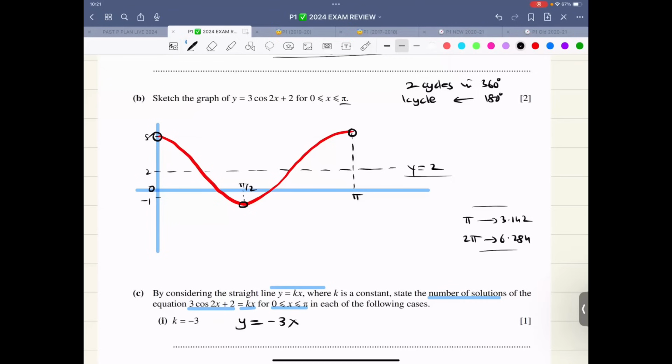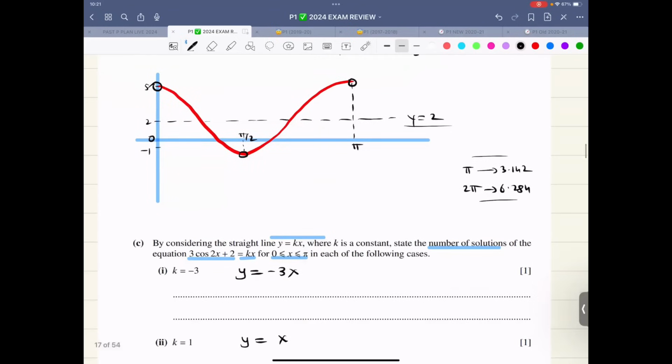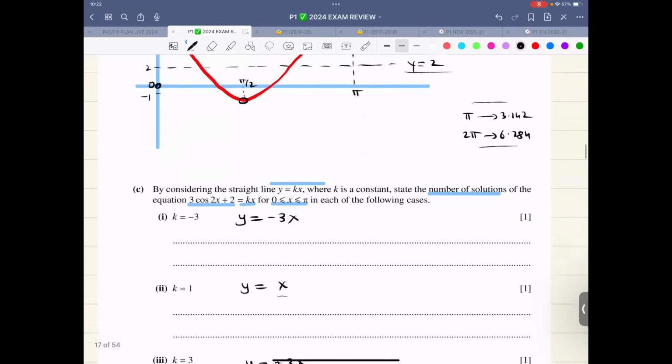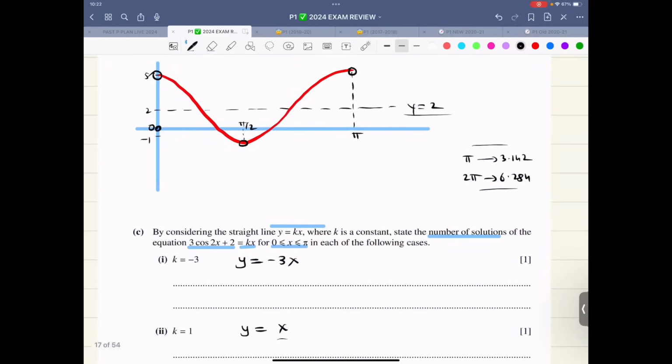Let's proceed with this. If I have y = -3x, if I have 0, this is 0. That is obvious. That is the same over here. That's the same over here. And when x is pi, 3.142, y is -3 of that. So that means this line will be very, very steep, maybe something like this. So this is C part 1. There is no point of intersection, therefore no solution.